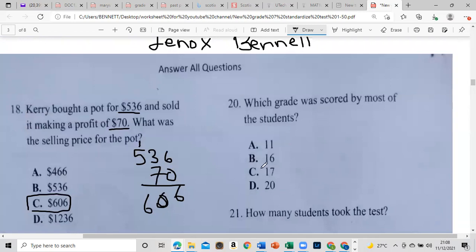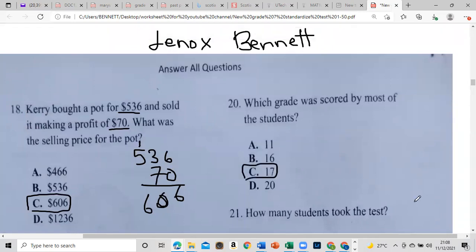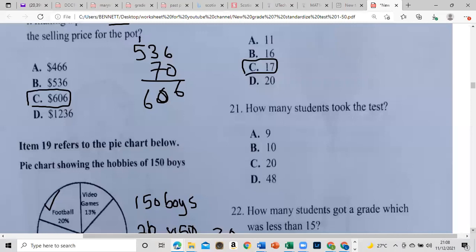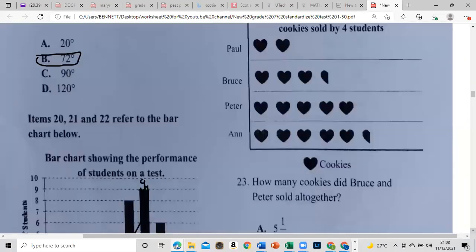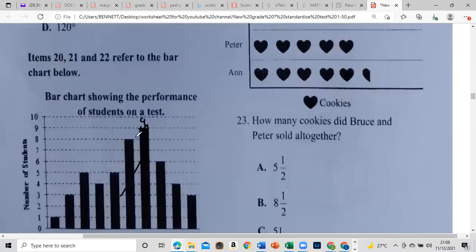Alright, it says grade, so it's 17. Alright. So you have to reason out the thing now, guys. Tallest bar, 9 students got 17. How many students took the test? And I can definitely say that it's 48 because we got 9 already.